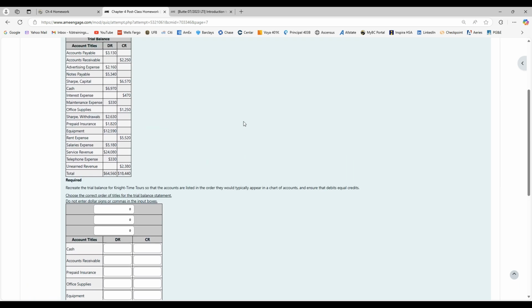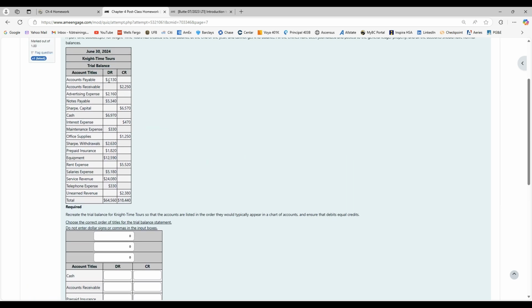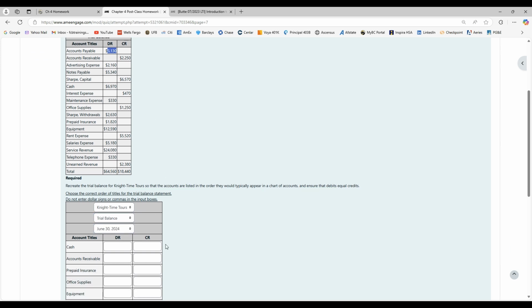So I think I can see right off the bat what this one problem wants us to do: look at this trial balance and see that, oh, hey, wait a minute. Accounts payable should have a credit normal balance. Accounts receivable should have a debit normal balance. So we just have to fix the problems that we see here. It's just a way to help us practice.